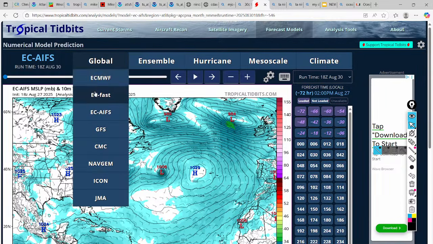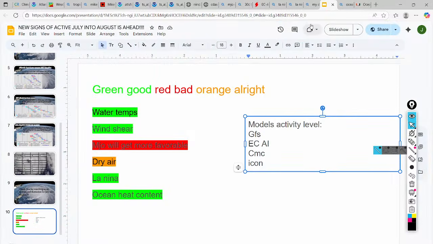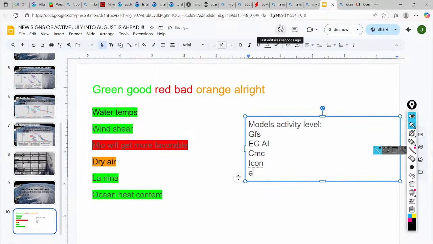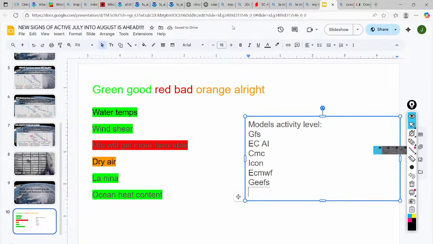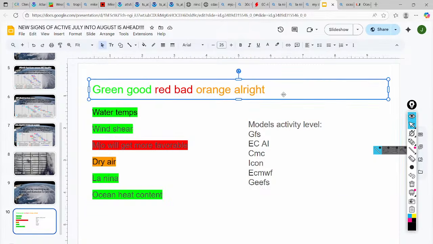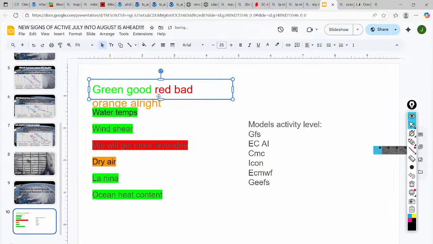So basically what we're making here is ECMWF. ECMWF is another Euro model. GEFS. And these are the main models here. And then we're going to be sorting this out, all right?